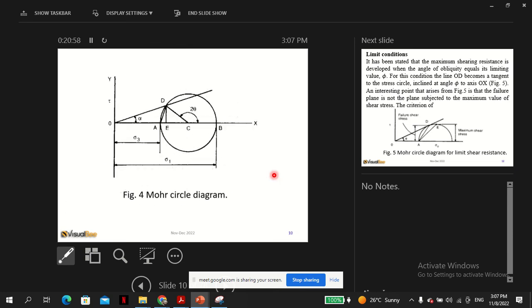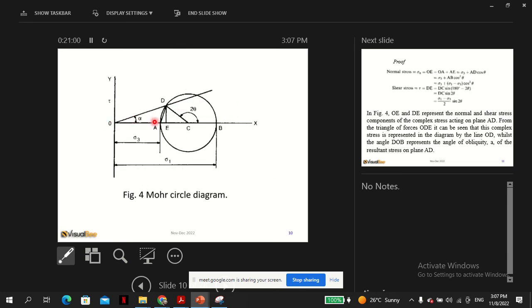So this complex stress, the resultant, is OD. Basically, we are saying this OE is the horizontal component of the normal stress, and DE is the shear stress. All right. So based on this angle alpha, OD represents the actual value of the complex stress.